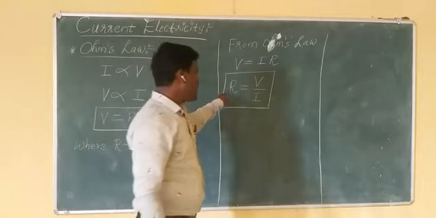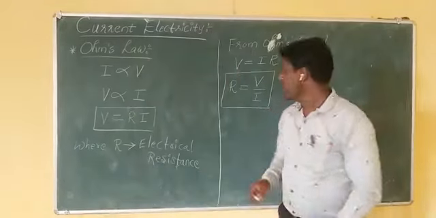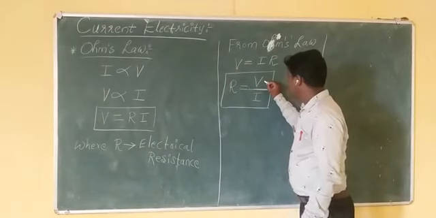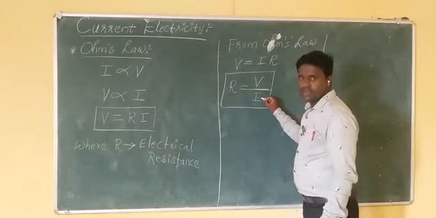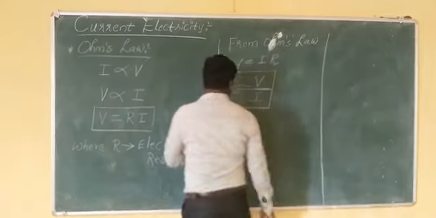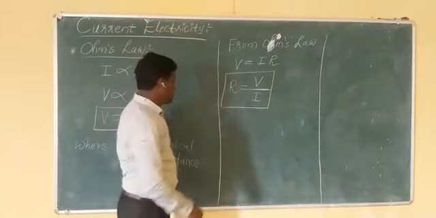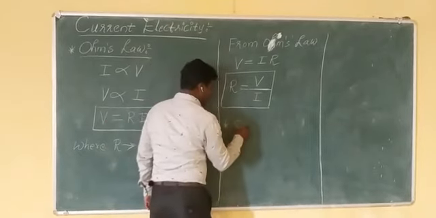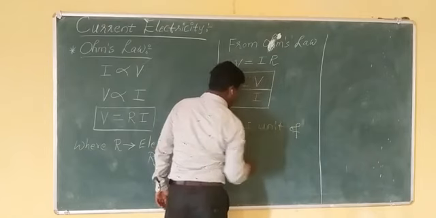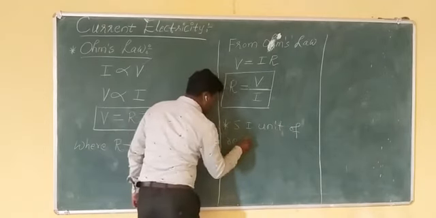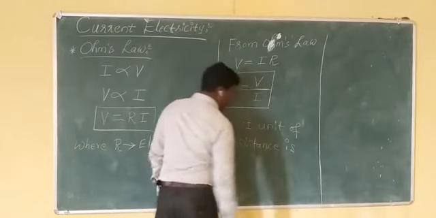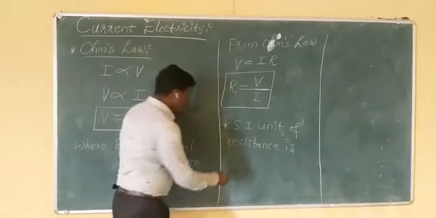Or you can say electrical resistance is the ratio of potential difference to the electric current. So here, next thing, what is the SI unit of resistance? The SI unit of resistance is, see, it is ohm.